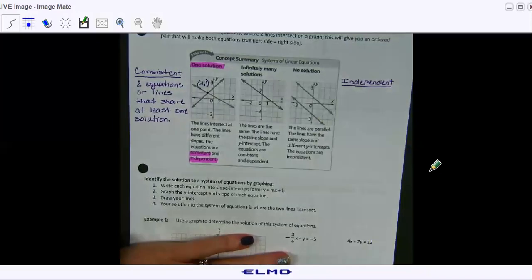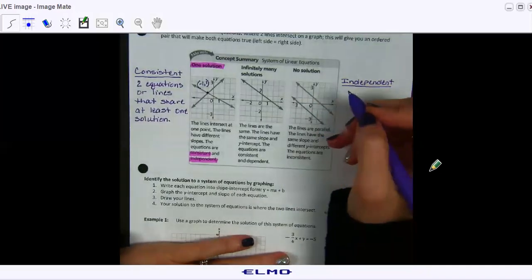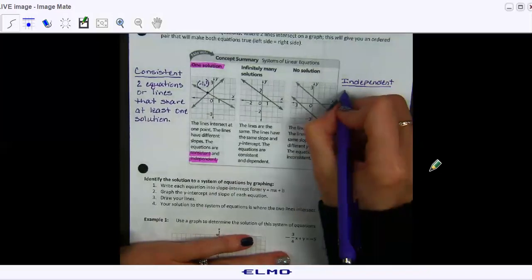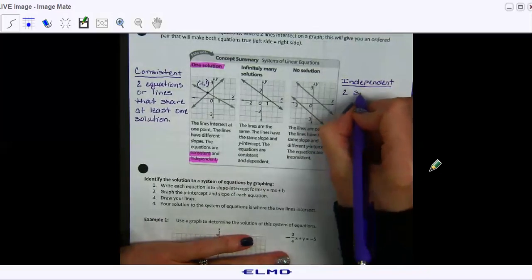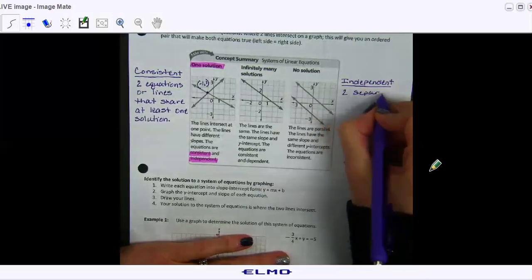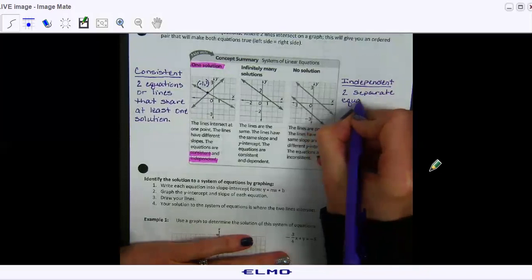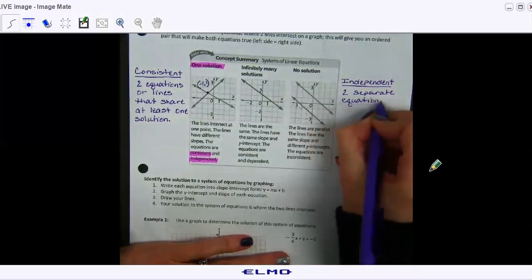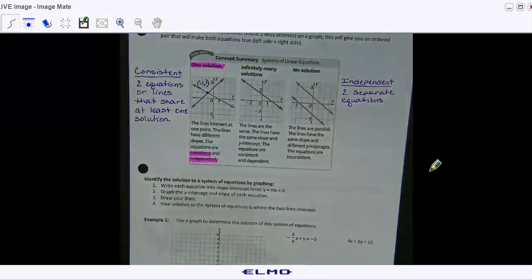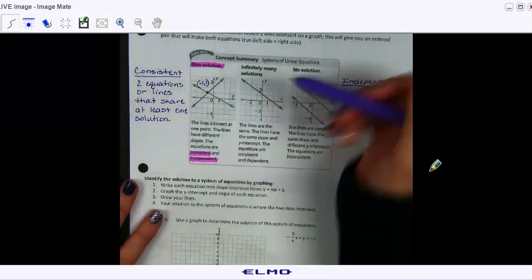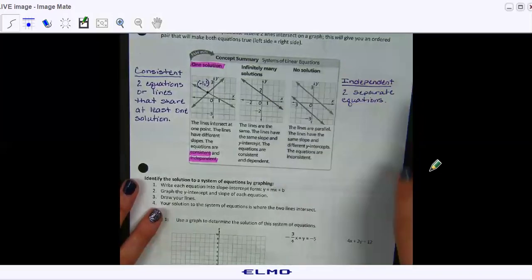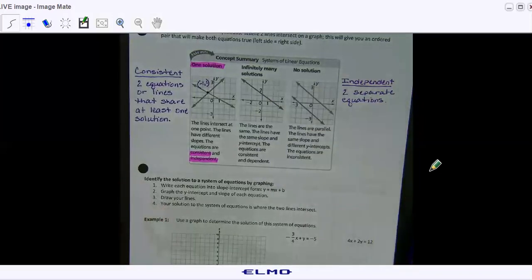So the way that I remember what independent means is there's 2 separate equations. So they're not only parallel, but they can be intersecting. And then we're going to talk about, then if you look at this over here, let's look at the next one. Notice you see only one line, but there are actually 2 equations graphed here.